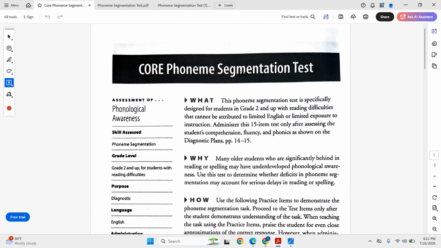Now, the purpose of this assessment is to determine whether weaknesses in phonological awareness, specifically phoneme segmentation, may be contributing to a student's reading or spelling difficulties. This assessment, however, should be administered after evaluating the student's comprehension, oral reading fluency, and phonics skills.